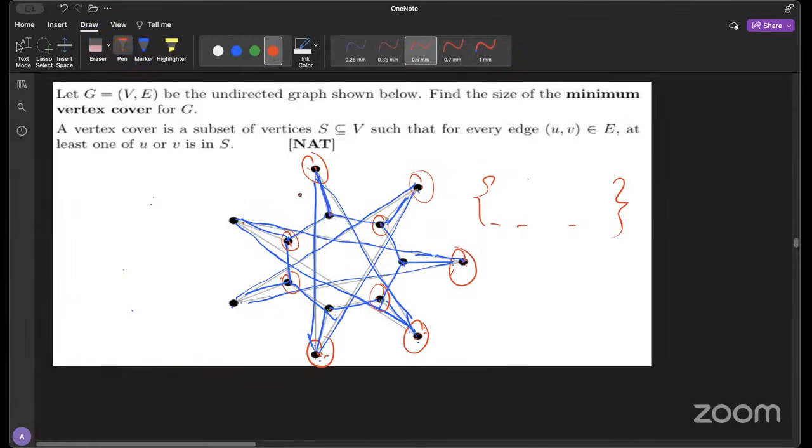Now you just count the numbers. It's 1, 2, 3, 4, 5, 6, 7, 8, 9. So the number of elements in your vertex cover would be 9. Is this fine? Yes, ma'am. It's clear. Okay.